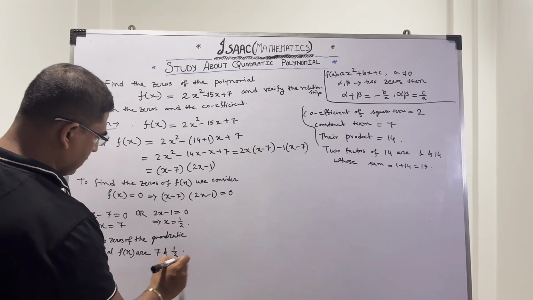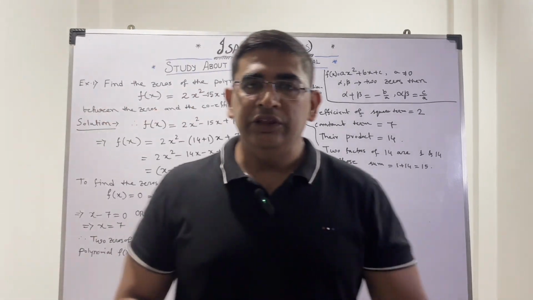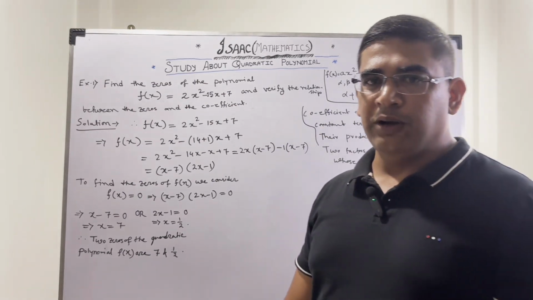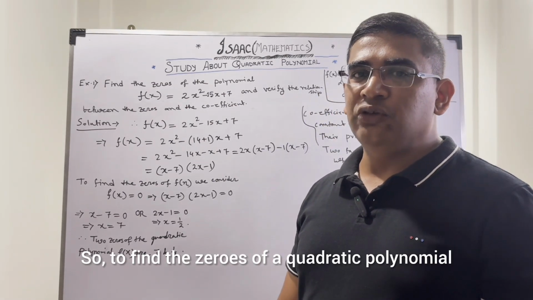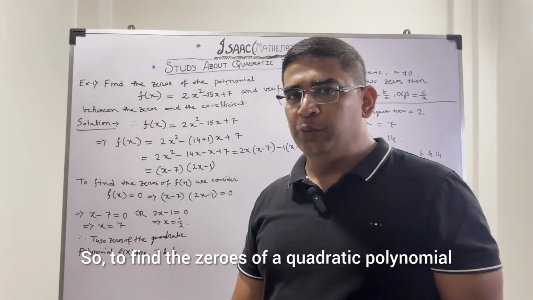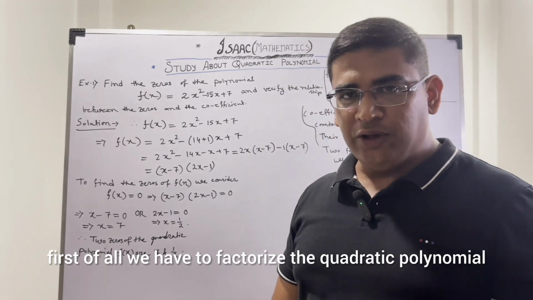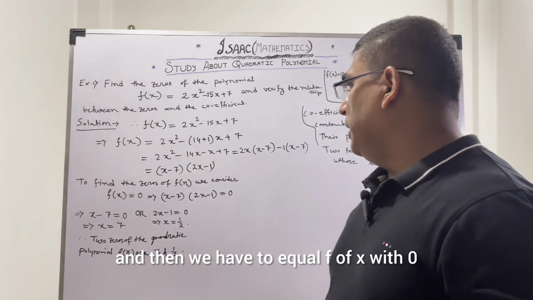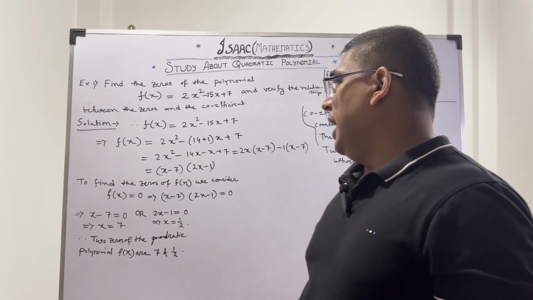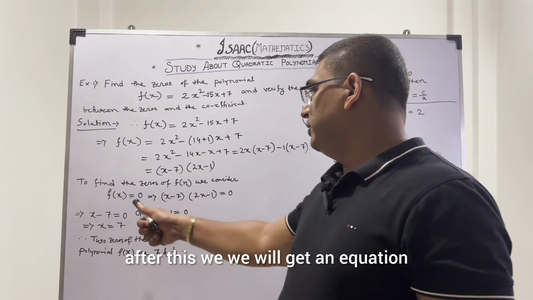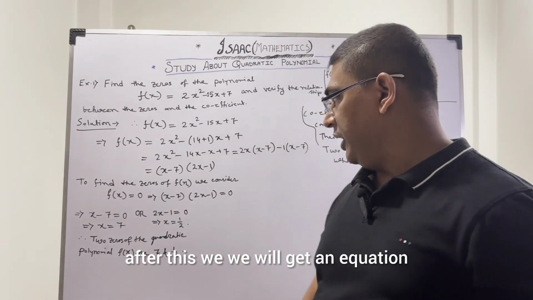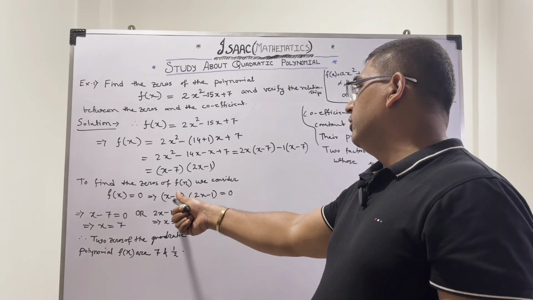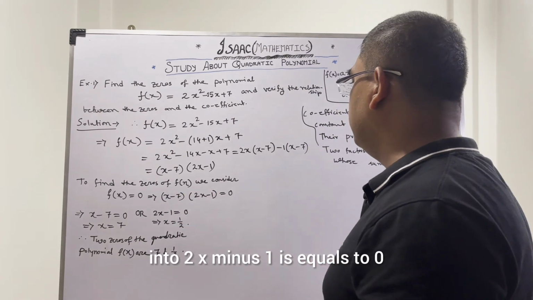So this is the way by which we can find the zeros of a quadratic polynomial. To find the zeros of a quadratic polynomial, first of all we have to factorize the quadratic polynomial, and then we have to equate f of x with 0. After this we will get an equation, and the equation here is (x minus 7)(2x minus 1) equals 0.